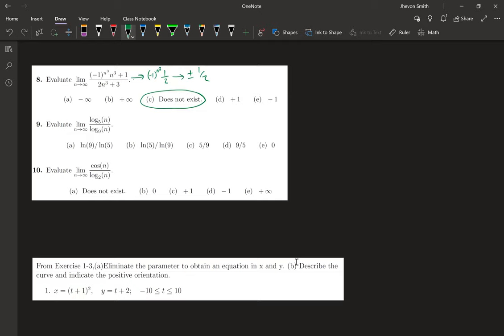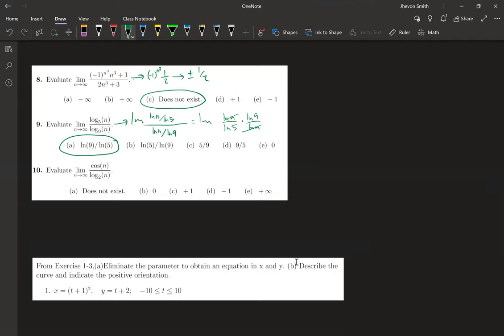Well, for 9, couple ways you could do this. One is to do a change of base formula. Realize that log to the base 5 of n is ln of n divided by ln of 5, and log to the base 9 of n is ln of n divided by ln of 9. So we can look at this limit as ln of n over ln of 5 times ln of 9 over ln of n. These cancel, and so A is that limit.